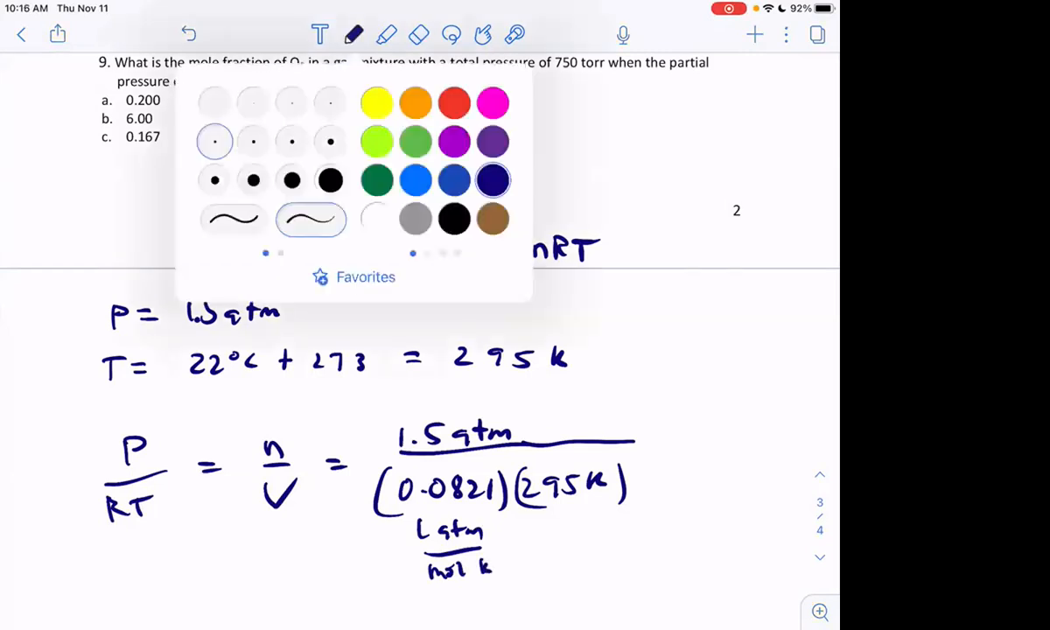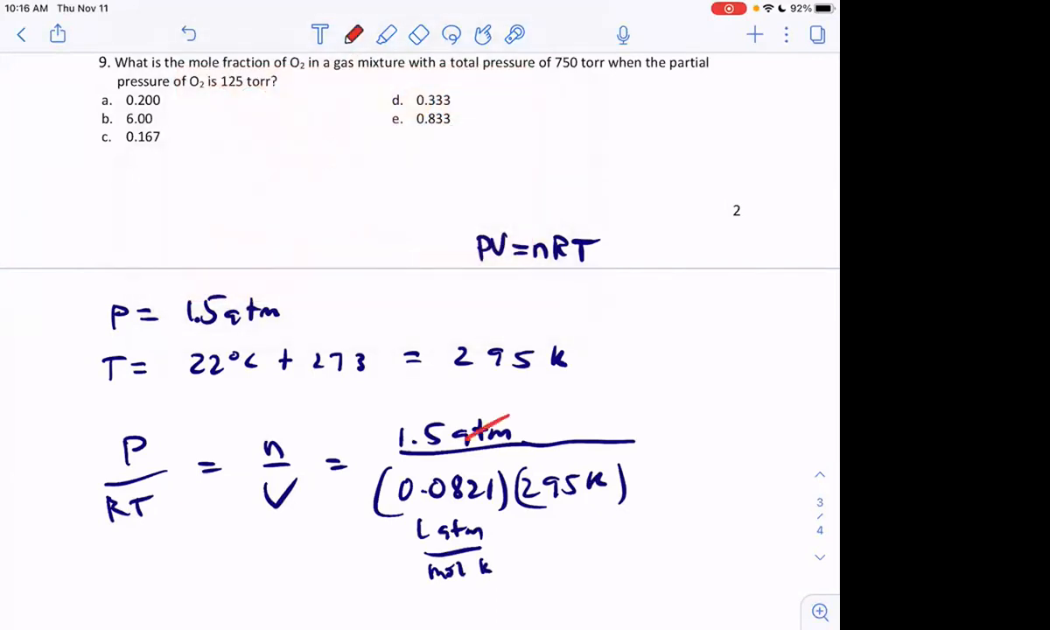Okay, so atmospheres cancel out and Kelvin cancel out. And I get 1 over liters over moles, right? So I'll get moles per liter as my units. And that's what you expect. You've got N over V, you expect moles per liter. What do you get for a number? 0.06, that's it? Okay, 0.062 moles per liter, right?